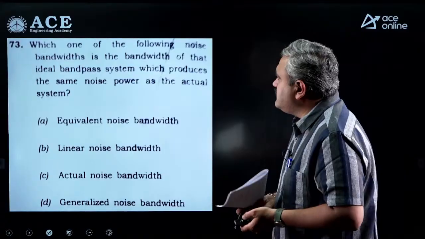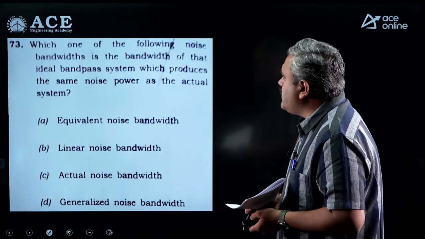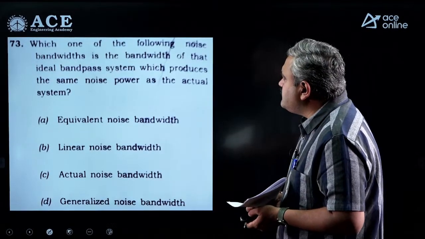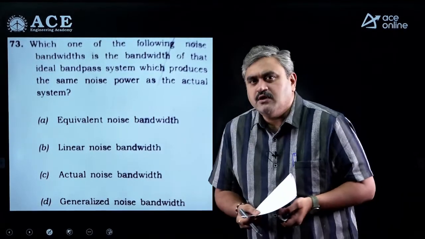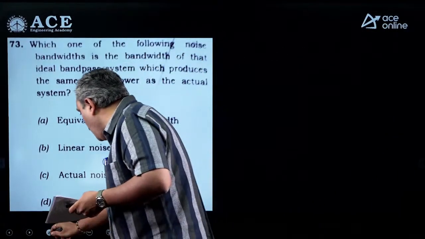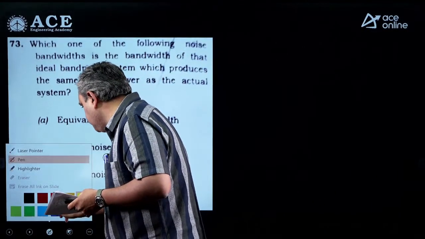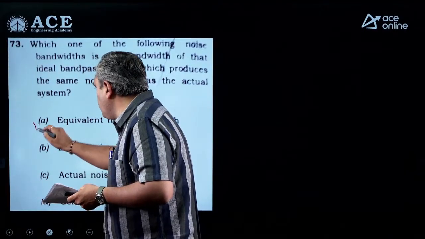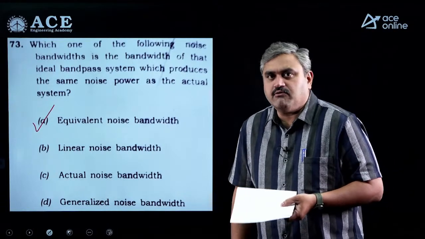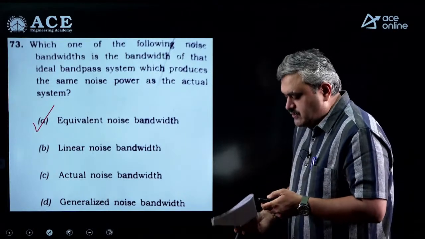See this one, it's a theory question. Which one of the following noise bandwidths is the bandwidth of that ideal bandpass system which produces the same noise power at the actual output? So the bandwidth which gives you the same value is considered as noise equivalent bandwidth. So your correct choice would be option A. Generally we calculate the noise equivalent bandwidth as the equal value of bandwidth which gives you the same power.